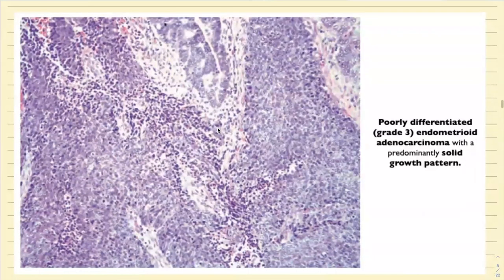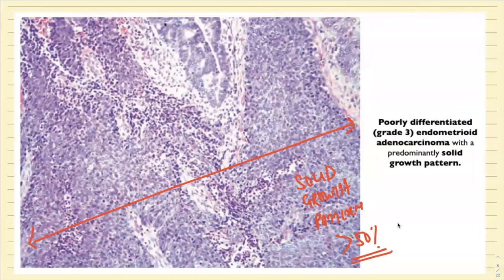If you look at this third diagram, this is a poorly differentiated endometrioid carcinoma where the tumor predominantly has a solid growth pattern. From the image, we can say that more than 50% of the area is showing solid growth. So there is a predominantly solid growth pattern, which is the poorly differentiated or grade 3 endometrioid variety of adenocarcinoma. Is this point very clear to everyone?